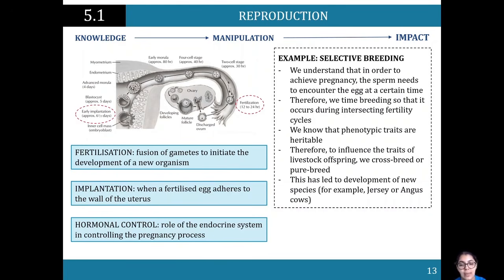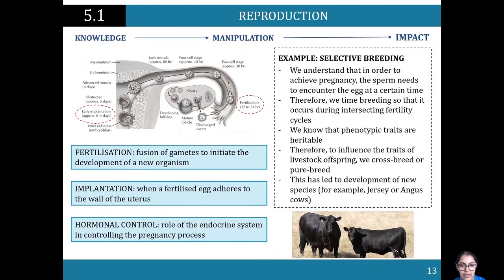And this has actually led to the development of a lot of new species, including the Jersey or Angus cows. And there we have a photo. So this is essentially the two big parts of this first dot point of reproduction. We look at asexual versus sexual reproduction in a range of organisms, in a range of species, and then we look at the process of fertilization and implantation in mammals, and how that can be manipulated to achieve a desired effect, and we can see that in the example of selective breeding.